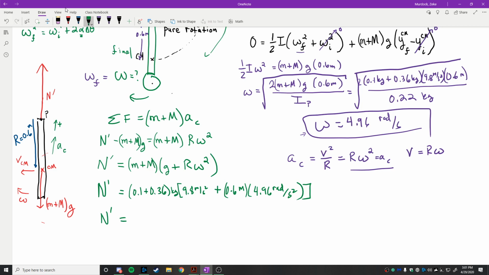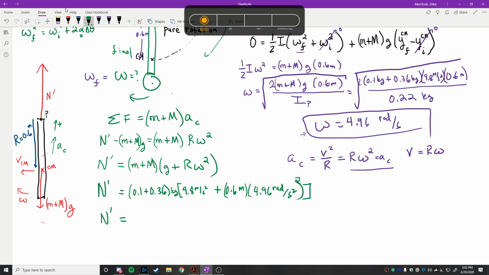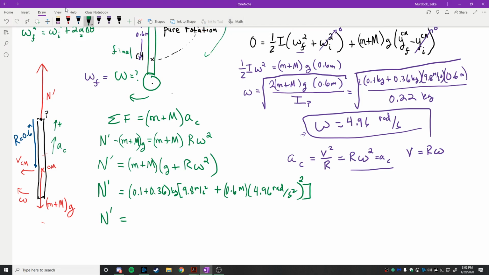5.87. Wait, what did I do wrong? Oh, the omega squared. That's what I did wrong. This guy right here. That's squared. Let me try that again. 0.3? Yeah, that's what I got too. That's right. The unit is going to be newtons.